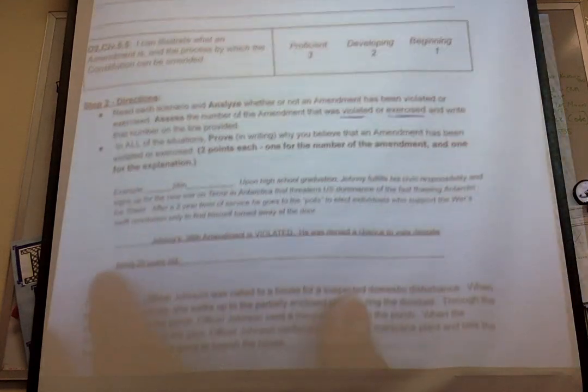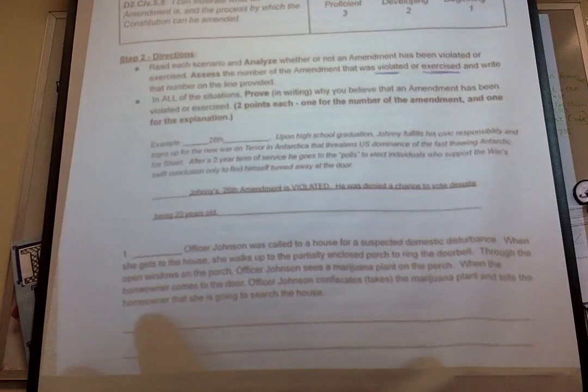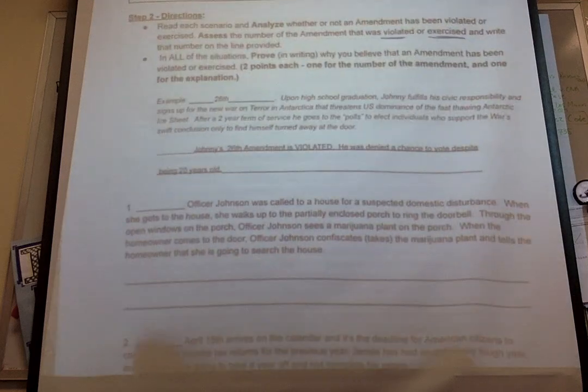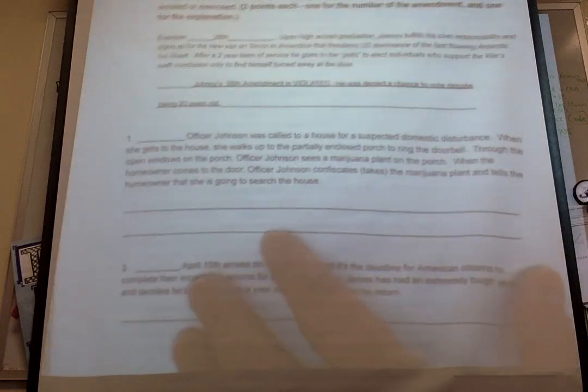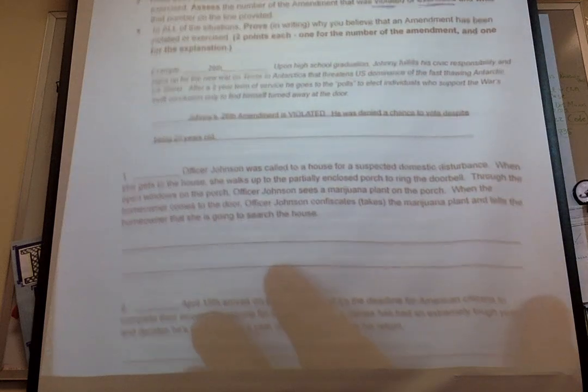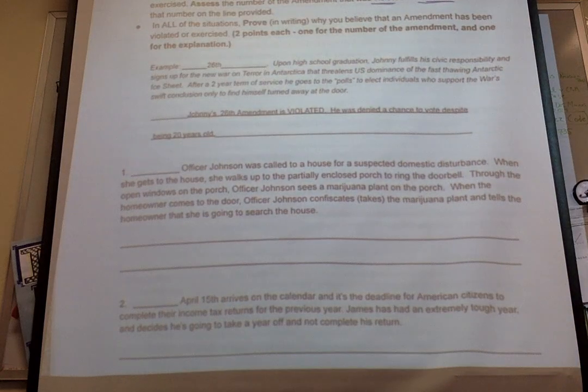So moving on to our scenarios here. Mr. Resch went over the first scenario. What you have to do, there are 2 parts. You have to identify what amendment is being talked about, and then say if it was exercised or violated. Exercised meaning that they had the right. So in this example, the 26th Amendment.